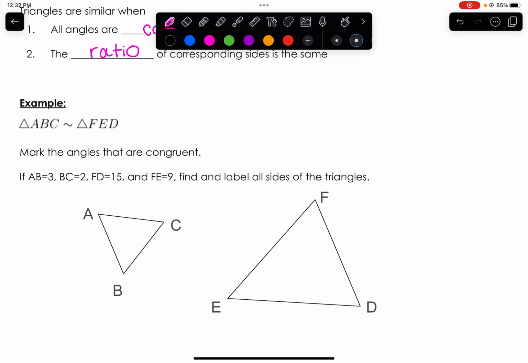So we know that A and F would have to be the same. So A and F are congruent. B and E have to be congruent. And then C and D have to be congruent.